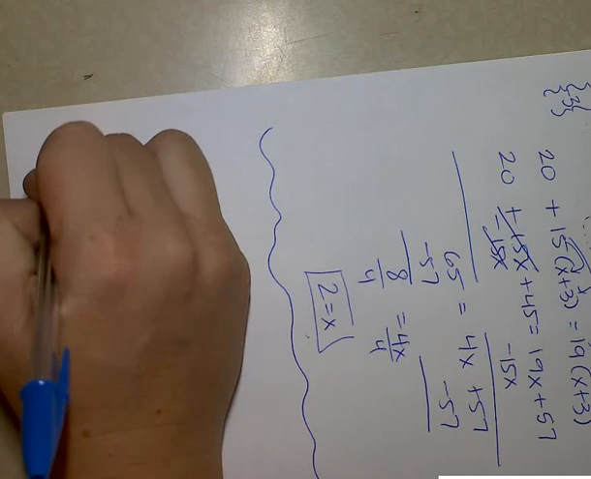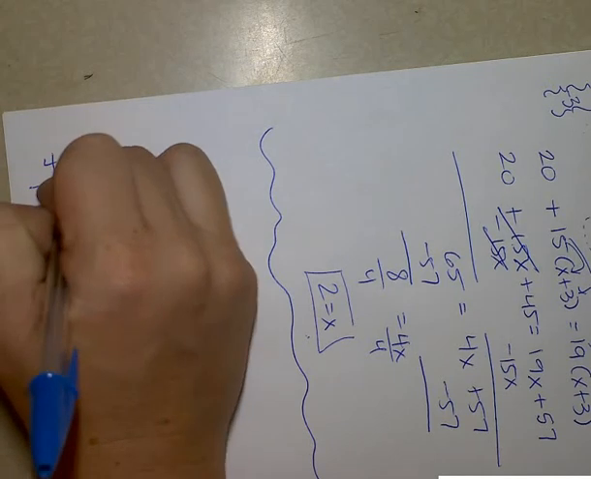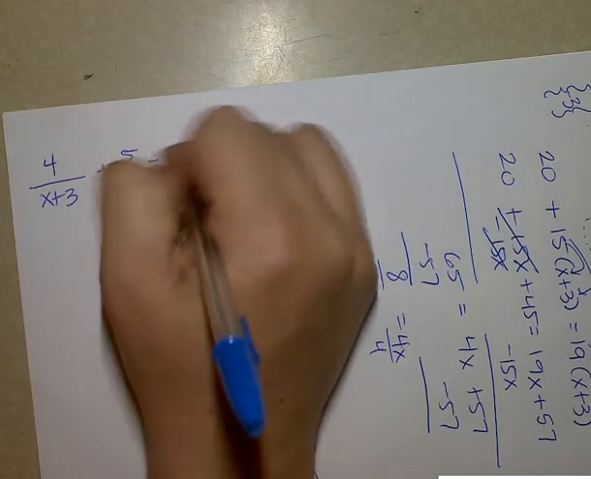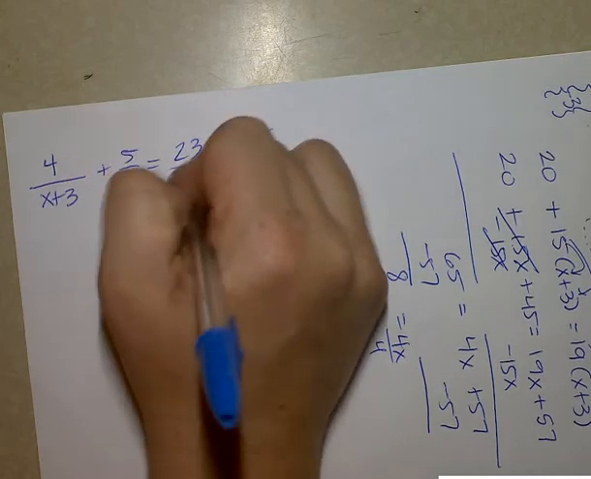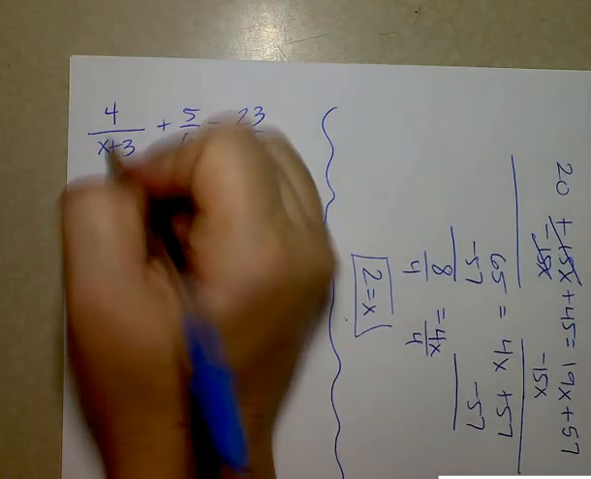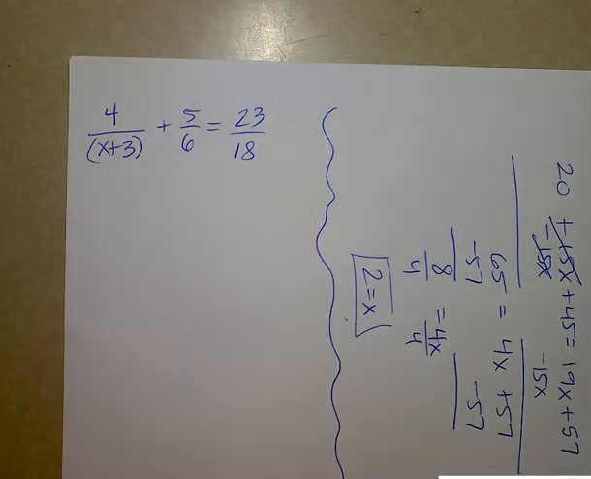4 over x plus 3 plus 5/6 equals 23 over 18. And again, if you're feeling confident about problem 1, go ahead and try to do problem 2 on your own, but I will walk through step by step.